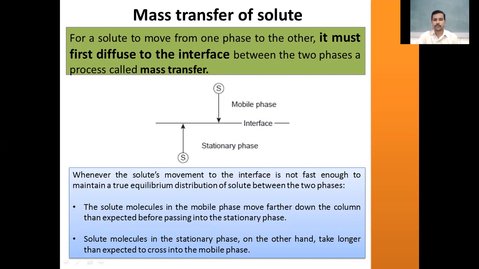And that leads to an increase in the bandwidth, and an increase in the plate height in the chromatographic separation process. Eventually, as a consequence of this mass transfer of the solute into the stationary phase and mobile phase without diffusing into the interface, this leads to an increase in the plate height. And as a result of this increased plate height, the column efficiency will become suppressed. And as a result, the band broadening will become more.